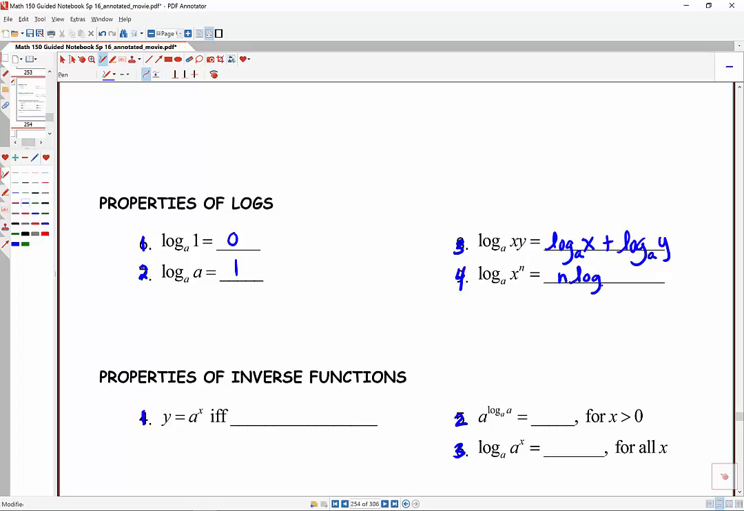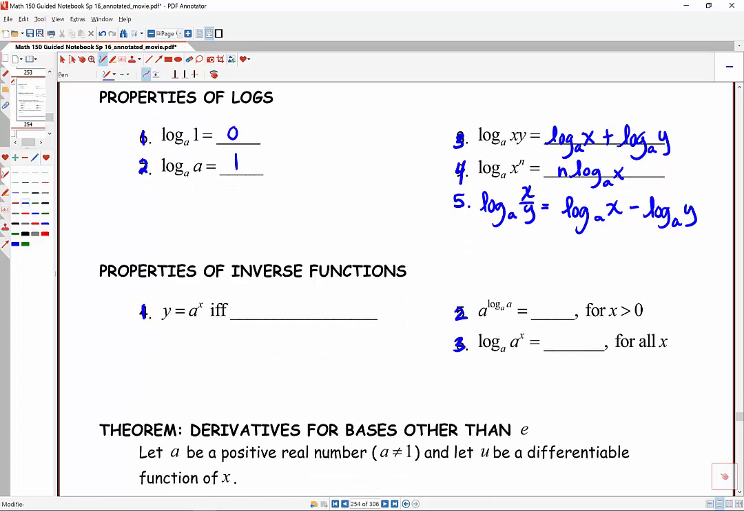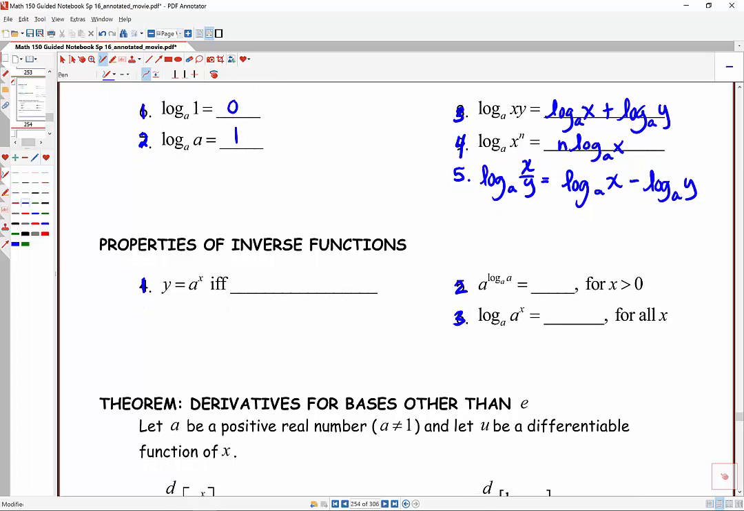You've got the power comes down as a multiplier in front of the log. And then, there's really one that's kind of missing here. Let's go ahead and add it in. What about log base a of this quotient x over y? That ends up being log base a of the numerator minus log base a of the denominator. Okay, so again, I'm going real quick because we went over these in more depth in the last section, or the last couple sections.